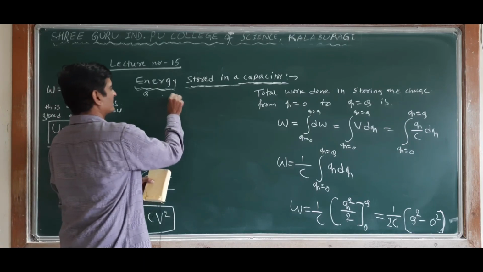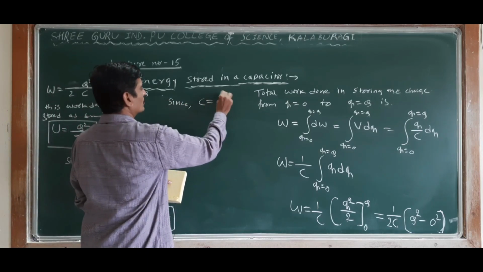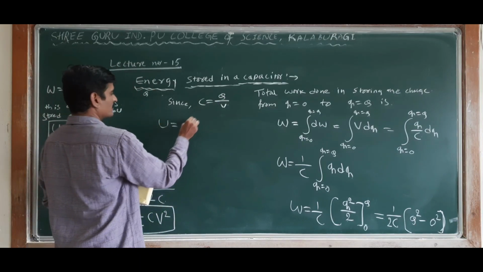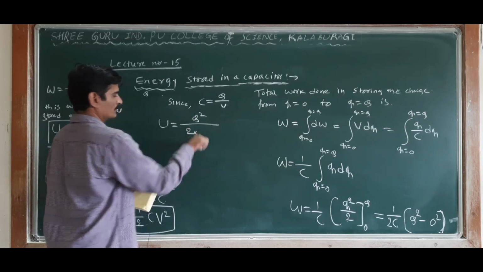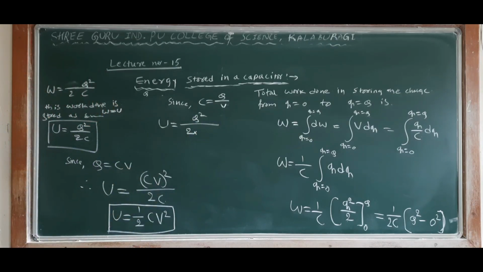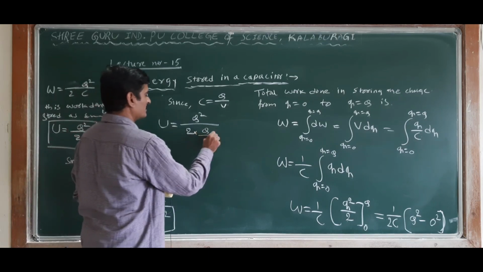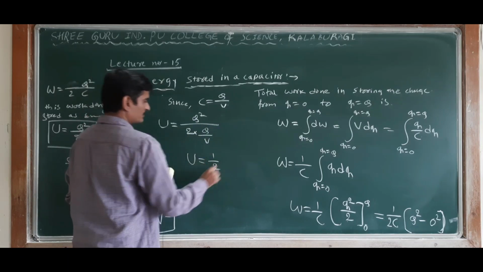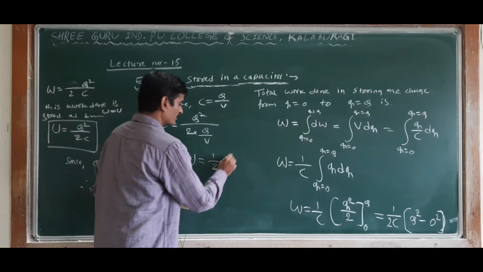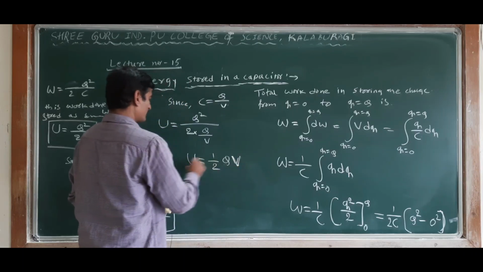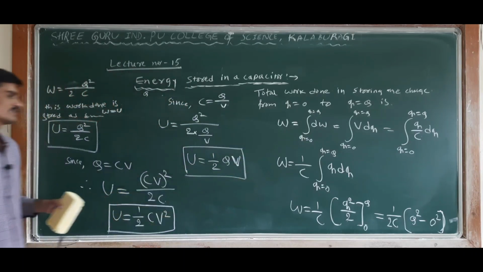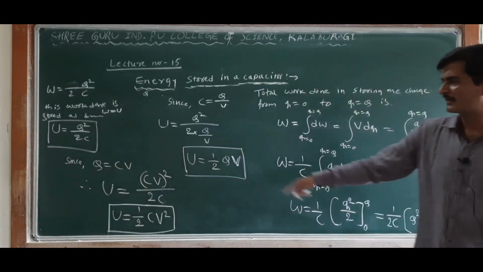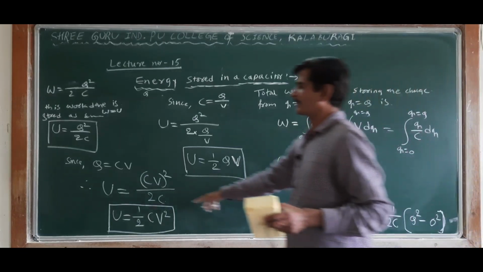Now another one. Since C is equal to Q divided by V, substitute that here. U is equal to Q square divided by 2 into C. Substitute C as Q divided by V. So Q cancels, and you will get U is equal to 1 by 2 Q into V. This is also another way of writing the energy stored in a capacitor. So these are all different expressions for energy stored in a capacitor.